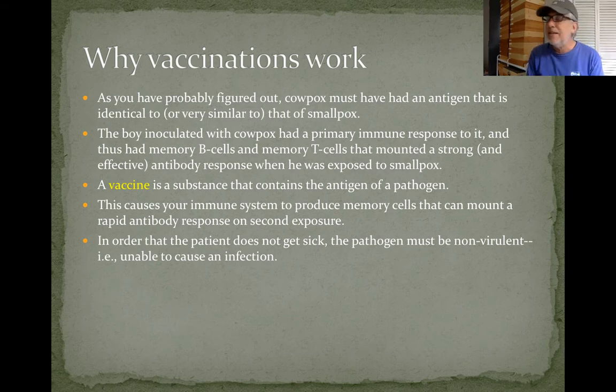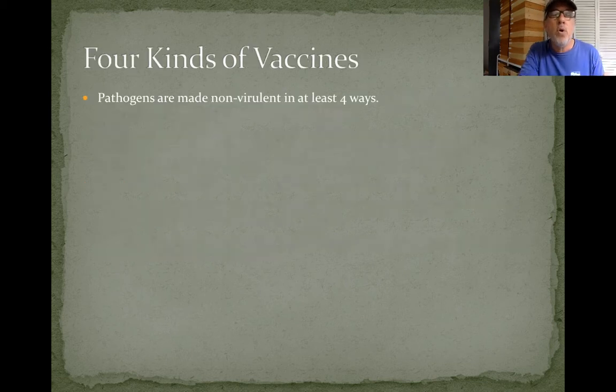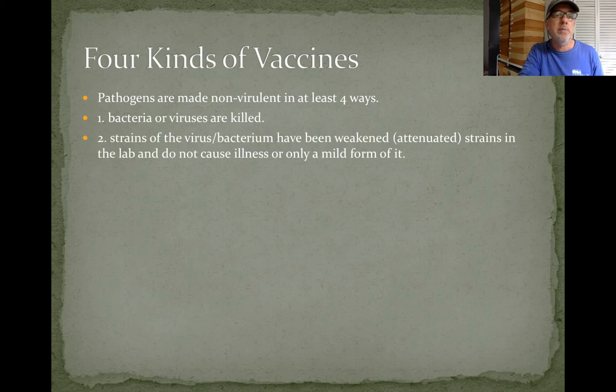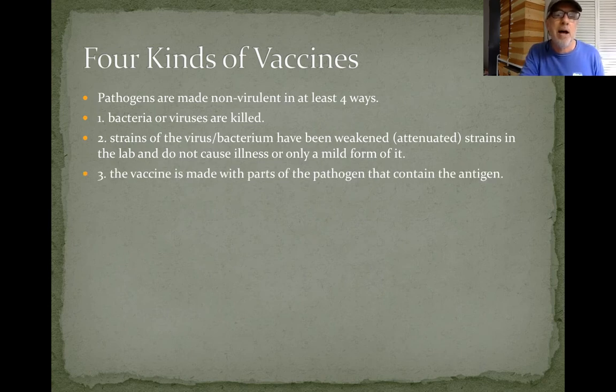In order that the patient doesn't get sick, the pathogen has to be non-virulent, which means not able to cause an infection. There are 4 ways that pathogens can be made non-virulent. First, you can just take bacteria and viruses and kill them and then expose the immune system to them, and they'll go through the whole process of making memory T and memory B cells, and then you will have effective immunity. 2, strains of the virus or the bacteria can be weakened, it's called attenuated, in the lab, and they will either cause no illness or only a mild form of it, but they once again get the immune system to do its adaptive immune response.